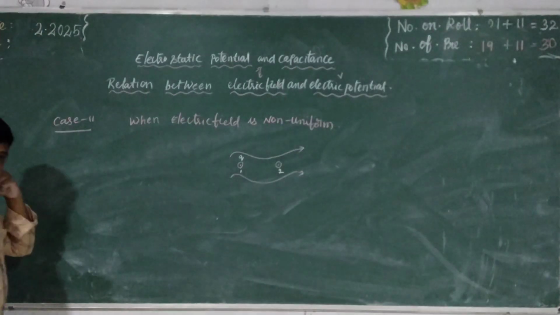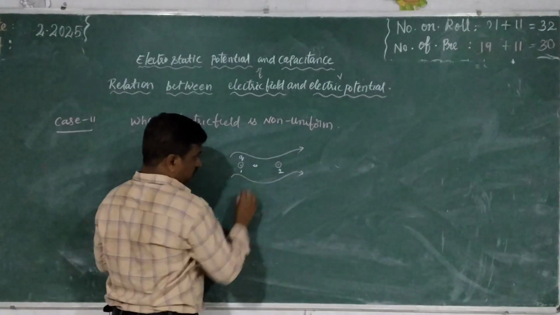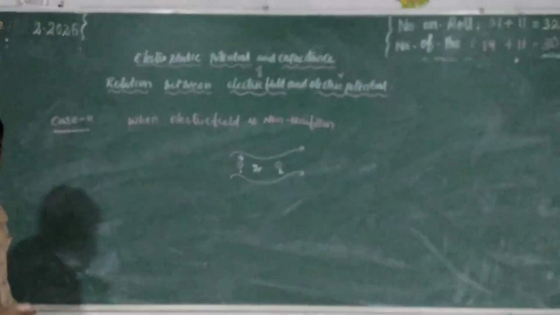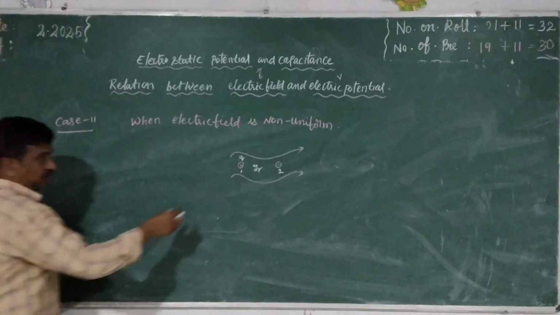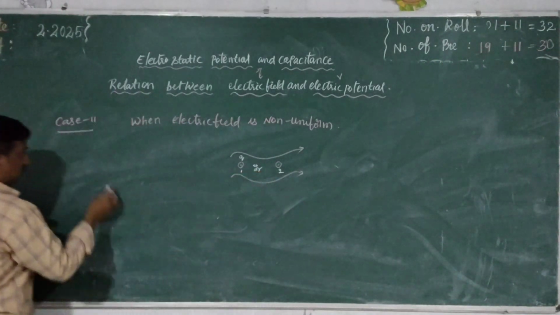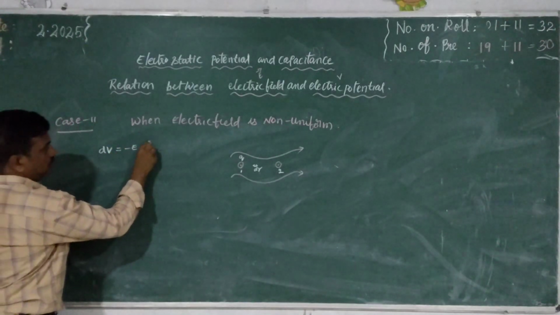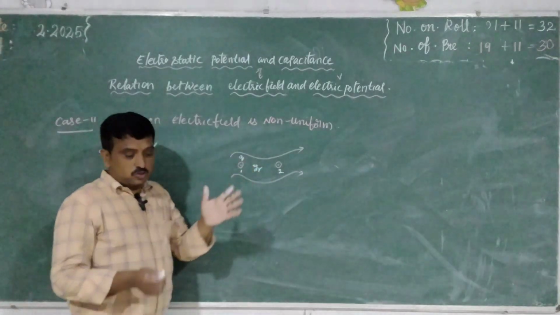So that's why we can select a small region, this part. In this part, the length is dr, the displacement is very, very small. In this case the field is definitely uniform, because it is a very small elemental region. So for this region, the potential dv equals minus E dot dr. The electric field is uniform in a small region.